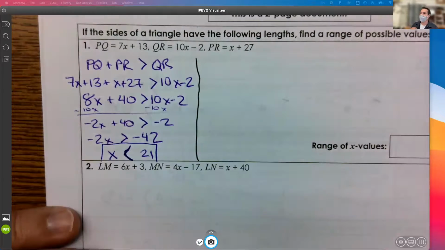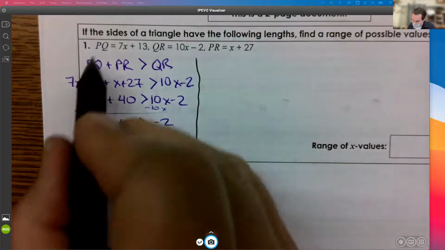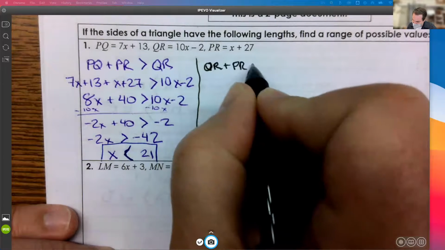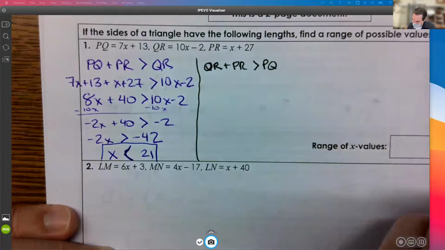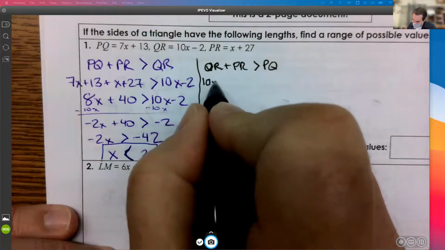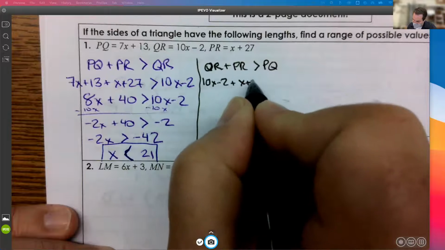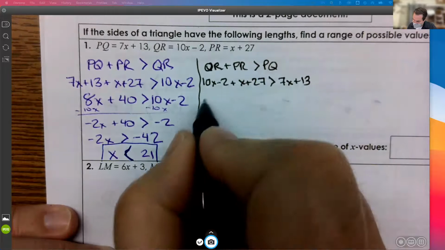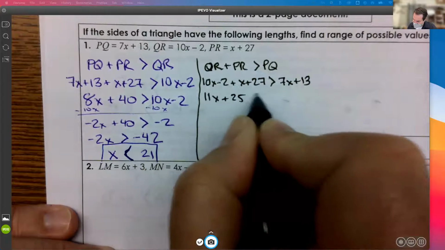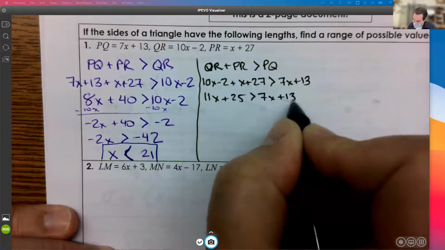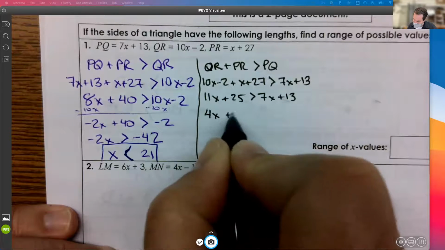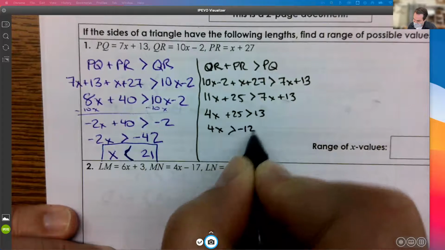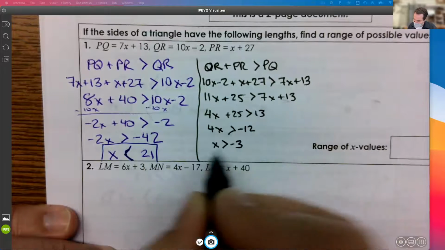Well, we said that QR was possibly the biggest one, but it doesn't have to be the biggest one. Maybe PQ is the biggest one. In which case QR plus PR is greater than PQ. So fill them in. Substitute the algebraic expressions. 11x plus 25 is greater than 7x plus 13. 4x plus 25 is greater than 13. 4x is greater than negative 12. So x is greater than negative 3.